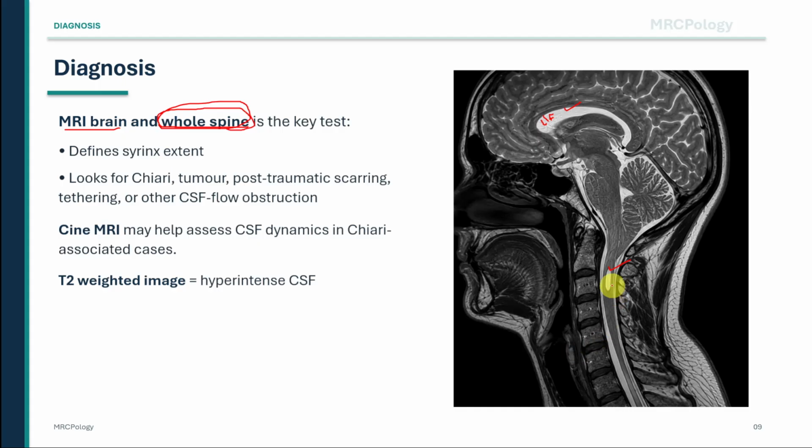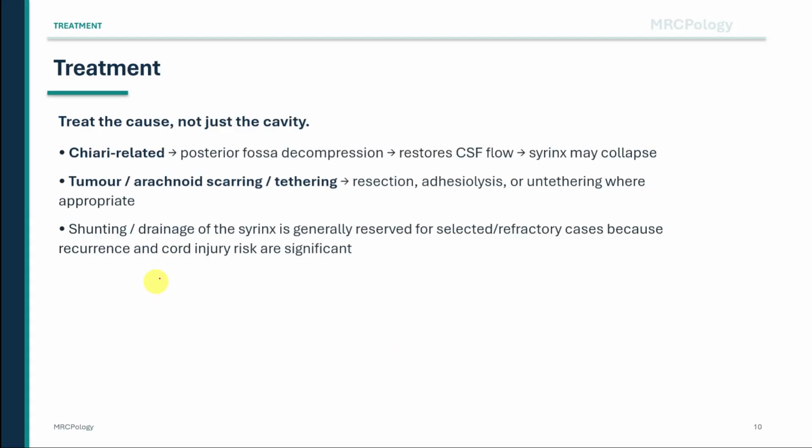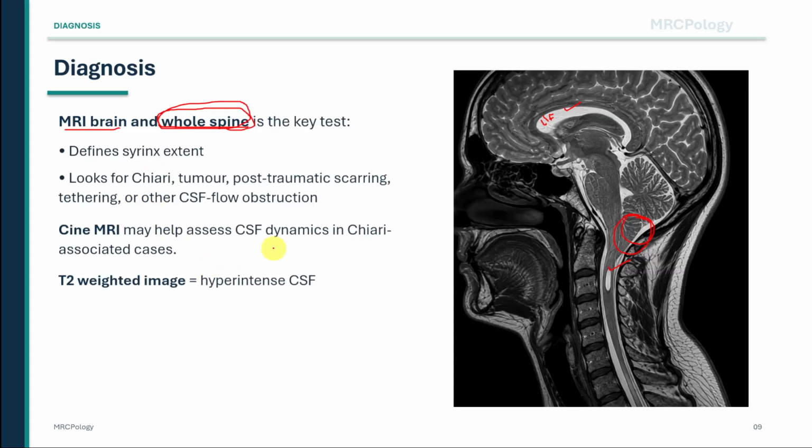The same MRI can also show features of Chiari malformation, such as low-lying cerebellar tonsils crowding the foramen magnum. This matters because the treatment depends on the cause. If the syrinx is due to Chiari-related obstruction of cerebrospinal fluid flow, the aim is to restore normal flow at the craniovertebral junction. Cine-MRI may also be useful in selected Chiari-associated cases. Cine-MRI assesses cerebrospinal fluid dynamics, so it can help demonstrate abnormal flow or obstruction at the foramen magnum.